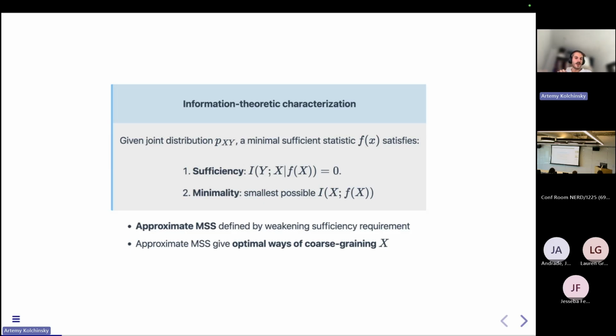Because actually minimal sufficient statistics is a very conservative concept. The smallest change in the distribution of Y when we change X is going to change the sufficient statistic. So it's not very robust, and it's very conservative. Also, estimating it from data, in the limit, can require an infinite amount of data. So I'm going to refer to this problem of finding approximate minimal sufficient statistics as information theoretic coarse graining.